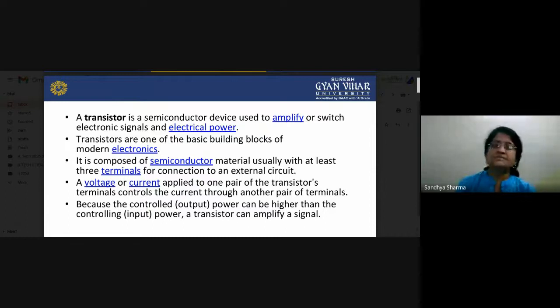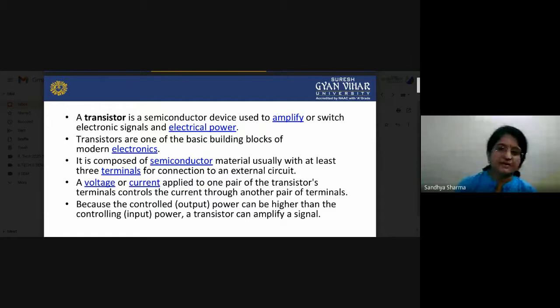It is basically composed of semiconductor materials, usually with at least three terminals for connection to external circuits. Means if we are using a transistor, we have at least three terminals for connecting it to any other devices. Now, the voltage or current applied to one pair of transistor terminals controls the current through another pair. That is the same thing we told you: if we apply a current or voltage input to the input of our circuit, that is the emitter junction, it will be controlled by the other part, the collector terminal.